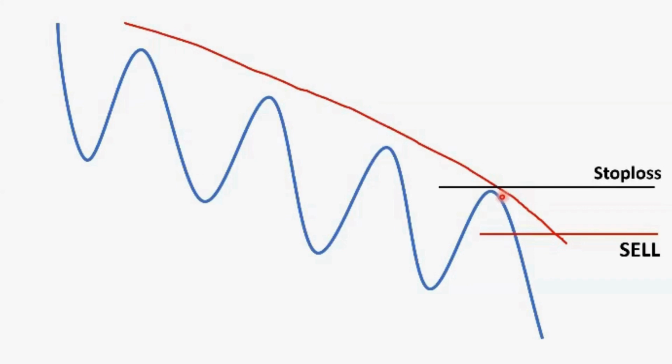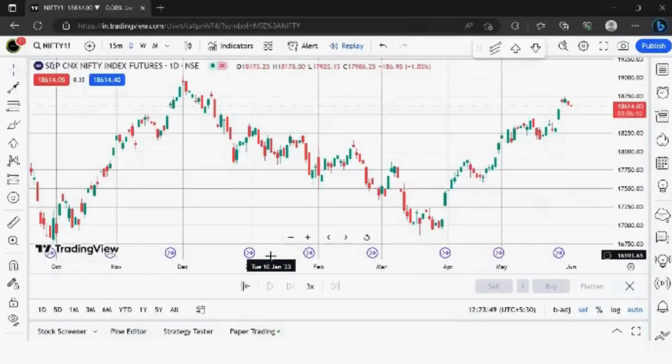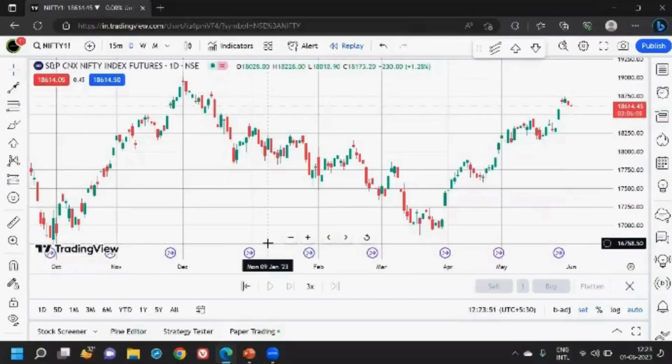And over here, since the market is in downtrend, the moving average is falling, we will mostly look for selling the stock and not buying. Okay, so these are the 2 steps of this strategy. Now let me show you some live market examples of this strategy. Let me just take you to the charts.